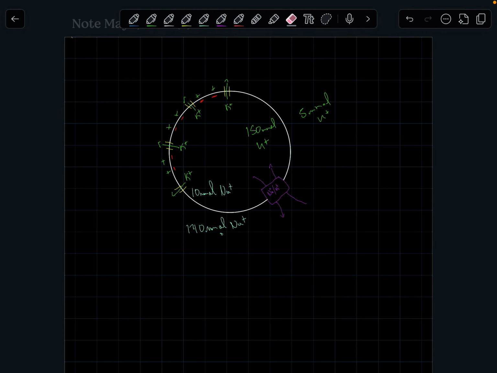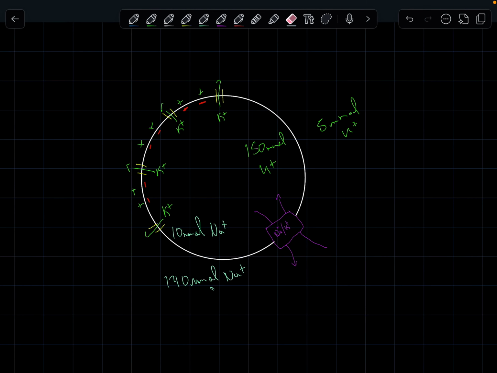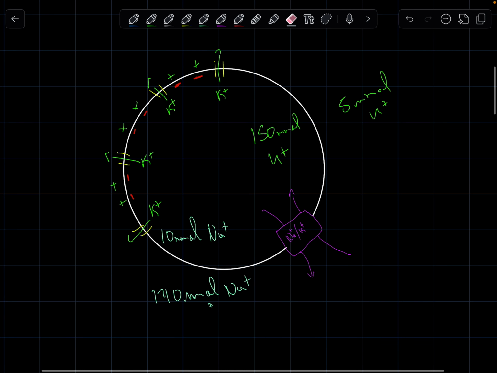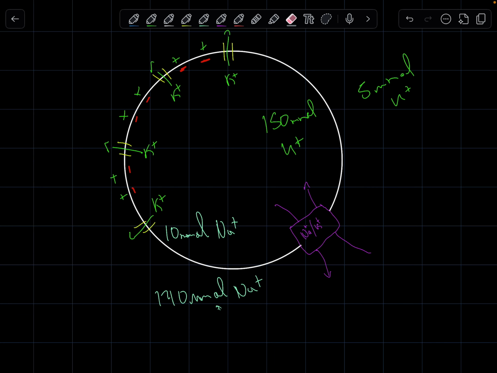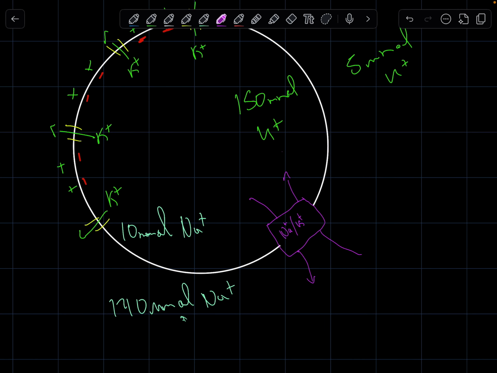Today in this video, we'll be discussing resting membrane potential. Here we have a cell. Now, in order for a cell to create a resting membrane potential, you need to establish a concentration gradient. And the best way to do this is through the sodium-potassium pump. The sodium-potassium pump pumps 2 potassium inside the cell and 3 sodium outside the cell.